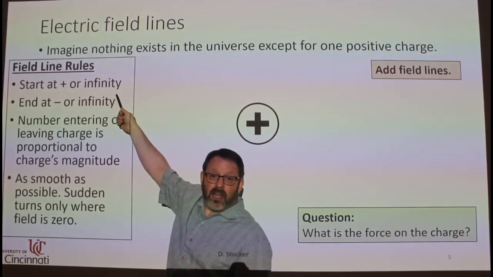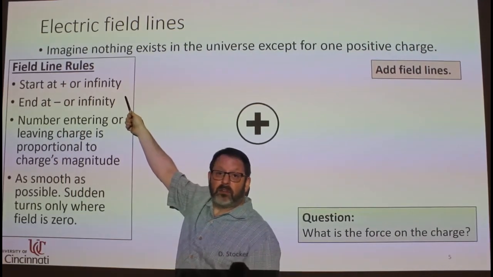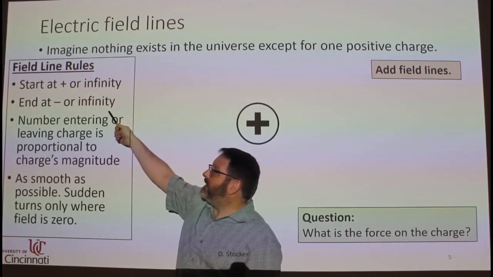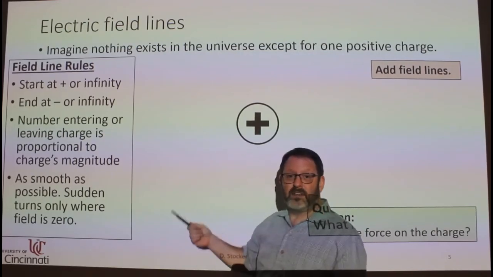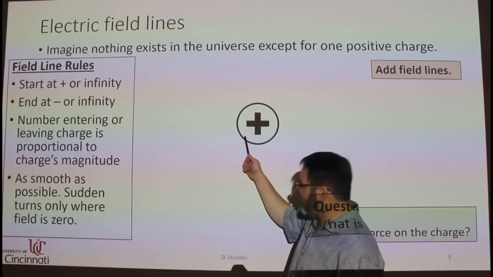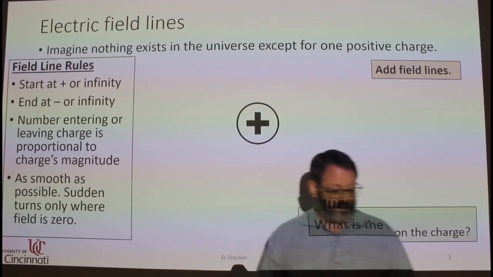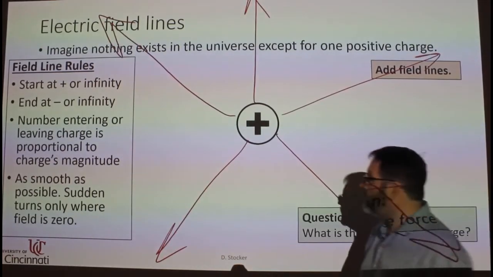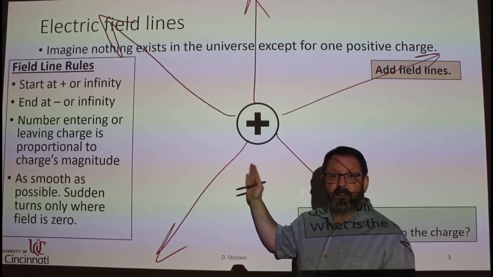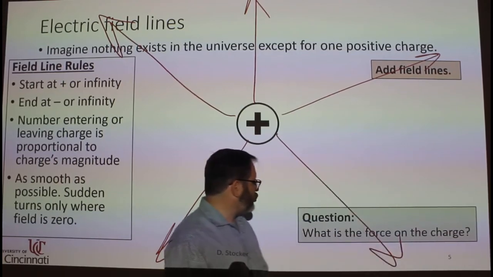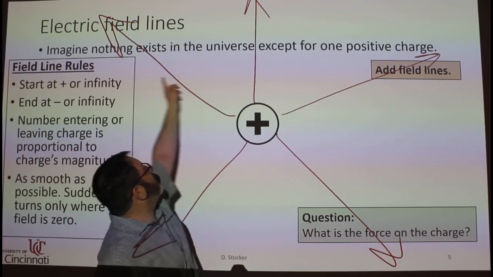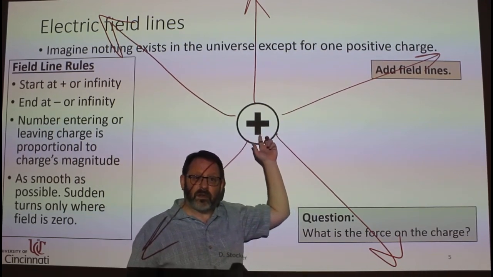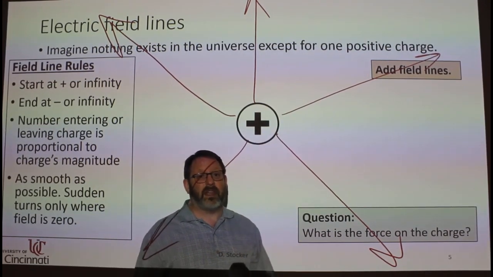What if the charge is positive? We can start at positive or infinity, so we'll be able to start at positive this time. We can end at minus or infinity. So this time the arrows will look exactly the same, but they'll start at the plus and end out here. So that's what the electric field looks like for a single positive charge. What's the force on the charge? Same as before. Nothing exists in the universe except for this one positive charge, so there can't be any force on it.